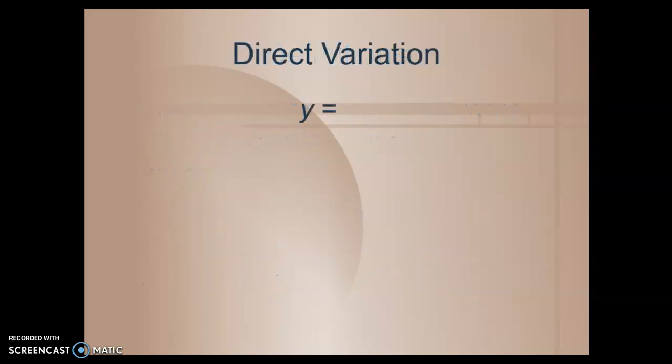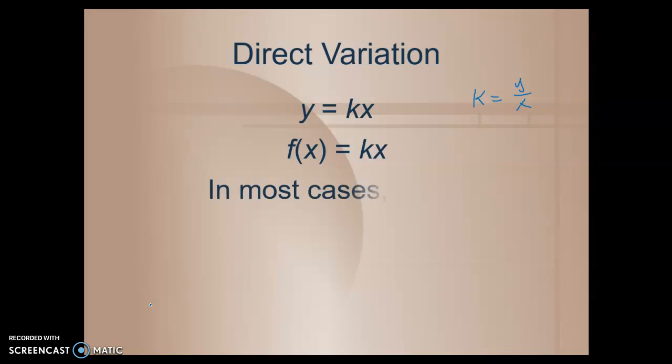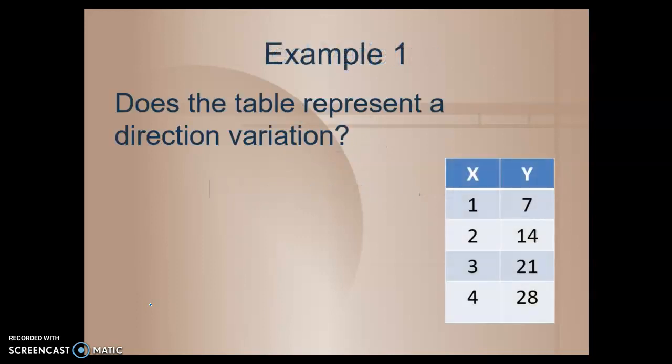Direct variation equations are written like this. We said that k is equal to y over x. We said that earlier. Which means if we're solving for y, if we put this in function notation, we've got y equal to k times x, or f of x, which is the same as y, is equal to kx. And we've already said that k is a non-zero number.